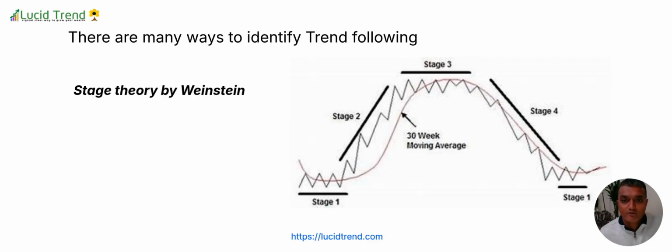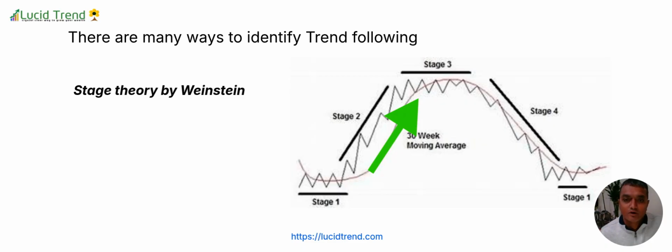One of the most popular trend following theories is the stage theory developed by Stan Weinstein. In his theory, he utilizes the 150-day moving average and categorizes stock price movements into 4 phases. Stage 1 is an accumulation phase where prices stabilize after a decline.